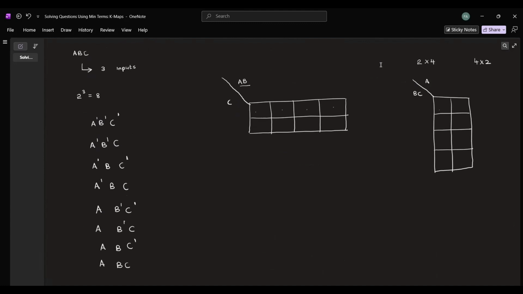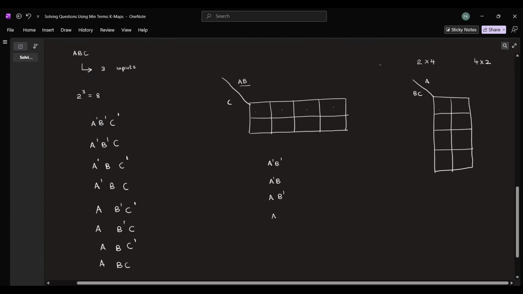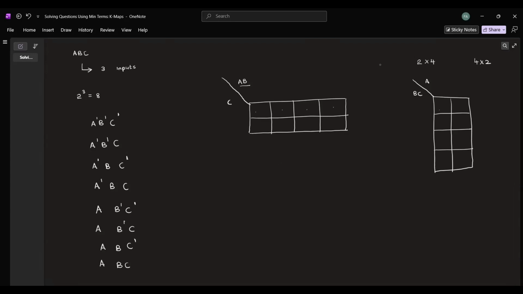Why is it important? Normally, when we are writing an order, we will say A bar B bar, then A bar B, then A B bar, and finally AB. This is the normal order. But this doesn't work with K-map. K-map has a specific order. It doesn't matter where you start; you can start wherever you want. But conventionally, we start with A bar, B bar. Now, you have to be careful.